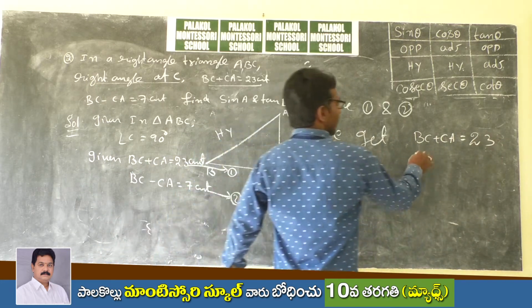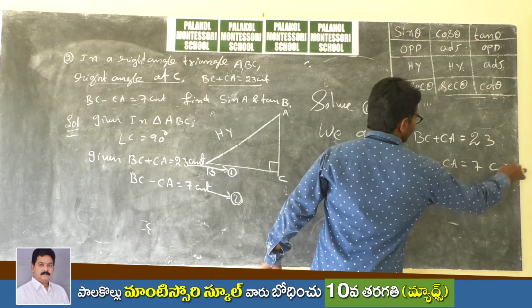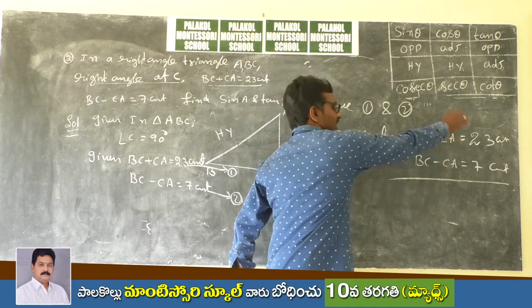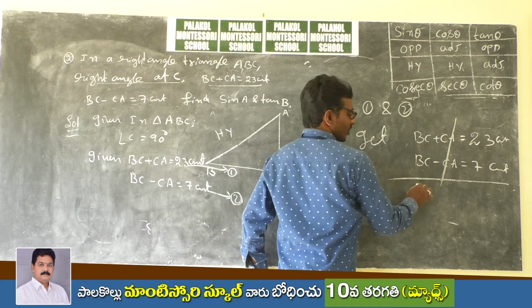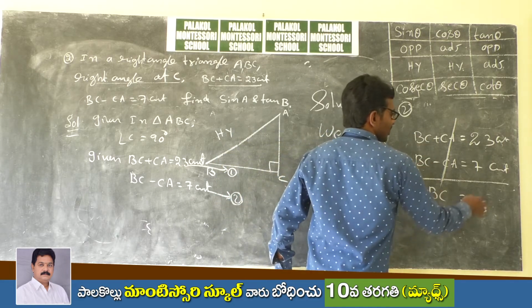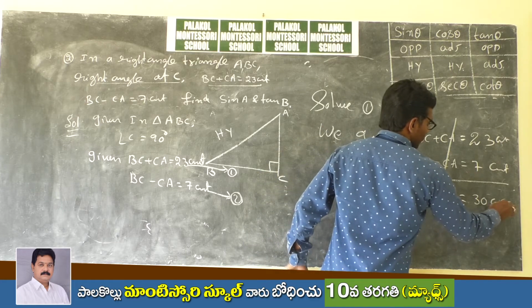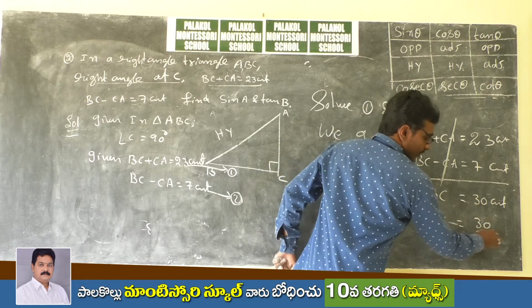BC minus CA is equal to 7. So these two are added. CA plus CA minus CA cancel. So BC plus BC, 2BC. 2BC is equal to 23 plus 7. So that is 30 centimeters. Therefore, BC is equal to 30 by 2.